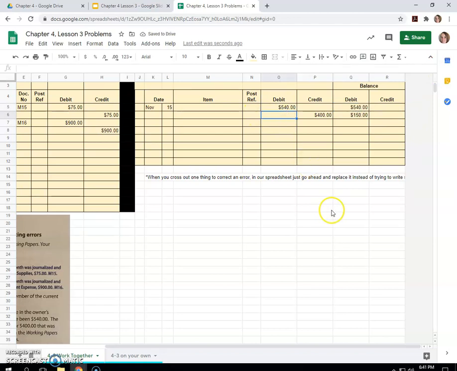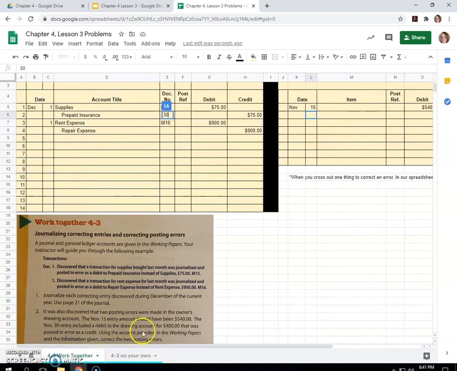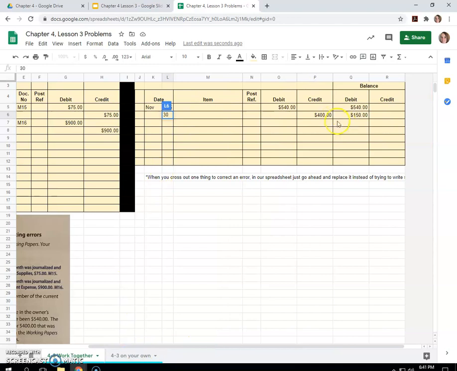Okay, then on November 30th, oops, I didn't put that 30 there. We should have had a debit to the drawing account for $400 that was posted in error as a credit. So it shouldn't have been a credit. It should have been a debit. So now this will be that plus that, a $940 balance. And again, this would have been crossed out and written tiny and superscript above it. Very hard to do. We just went ahead and replaced it.